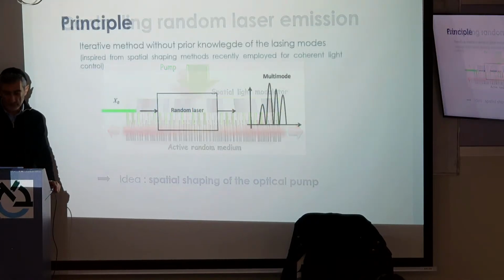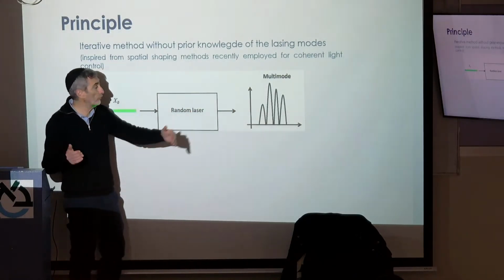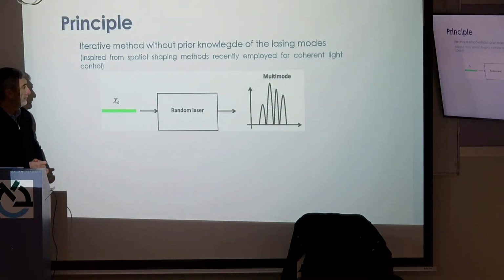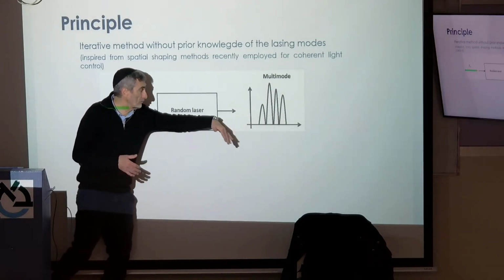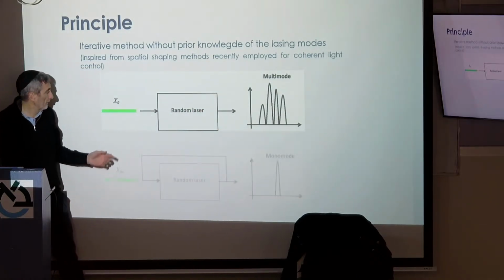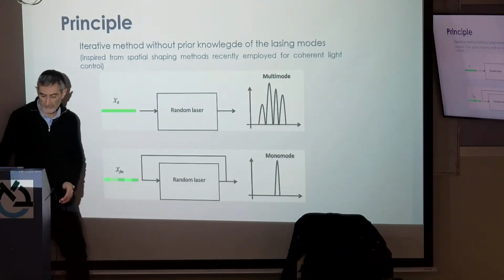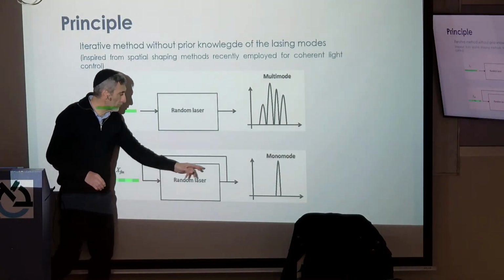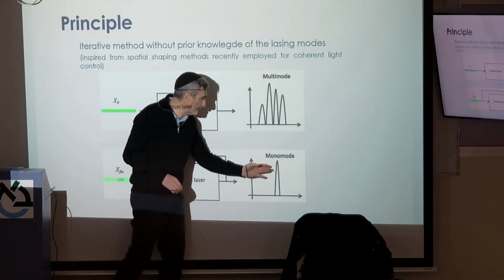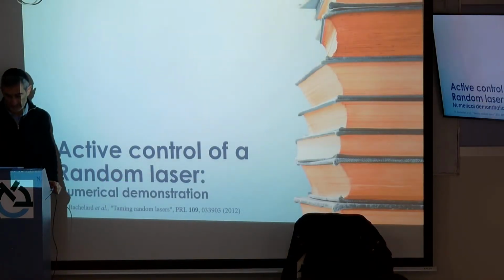So you can pump the system differently to excite different modes and change the spectrum of your system. So the question was, can we control the emission of the random laser by playing on the profile of the pump? This is done in the same spirit as the wavefront shaping techniques. You come with a uniform pumping, you get a random spectrum. Can I shape the pump to get a single mode emission like that? That can be done by using a feedback loop, where you say, I want one mode to be excited and the rest not to be excited.